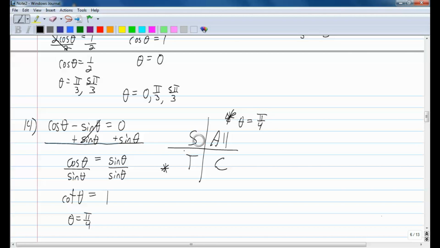To get our other answer, we want the multiple in the third quadrant. That's pi plus theta. So pi plus pi over 4. So that's 1 pi plus 1/4 pi, or 5/4 pi, which you can also think of as 5 pi over 4.